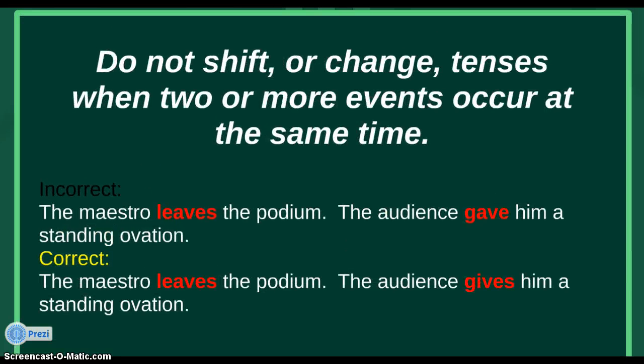Let's look at another example. The maestro leaves the podium. The audience gave him a standing ovation. Here we start in present tense and switch to past tense. The correct sentence would read, the maestro leaves the podium. The audience gives him a standing ovation. Both of these events are happening at the same time, therefore they need to be in the same verb tense. The correct example leaves them both in present tense.